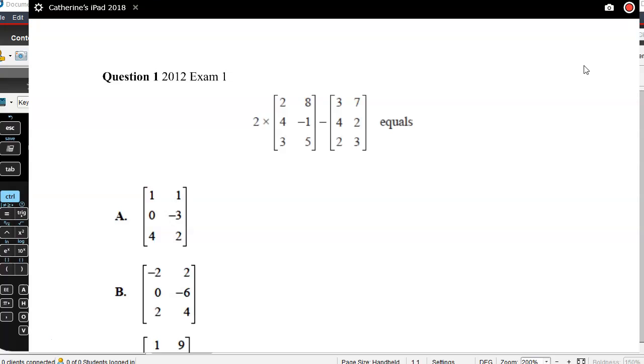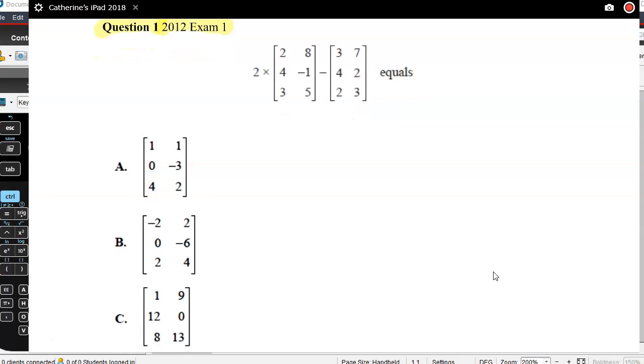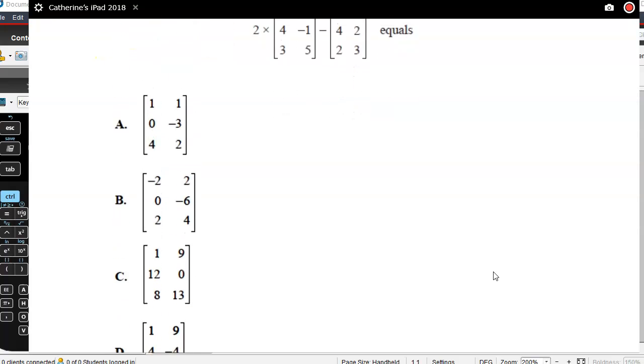So let's look at these past exam questions. So I've got from the 2012 exam 1, question 1, so that means it's rated as fairly easy. So 2 times this matrix, take away that matrix. I know I can do the subtraction because these are both 3 by 2. Okay, so let's do this.